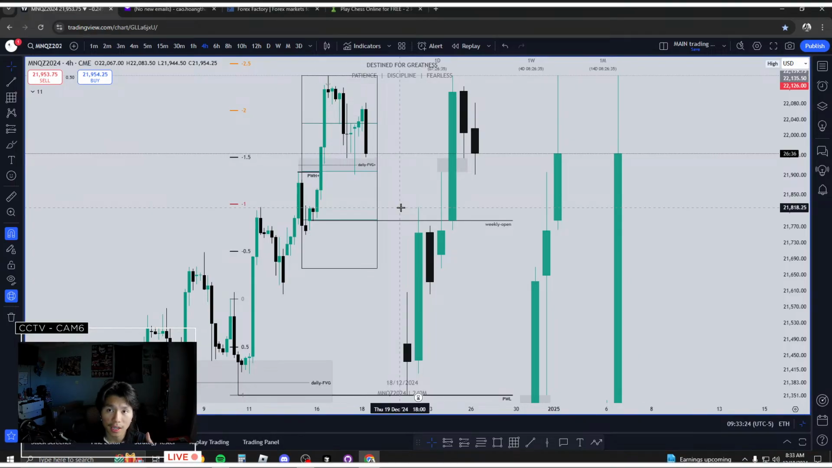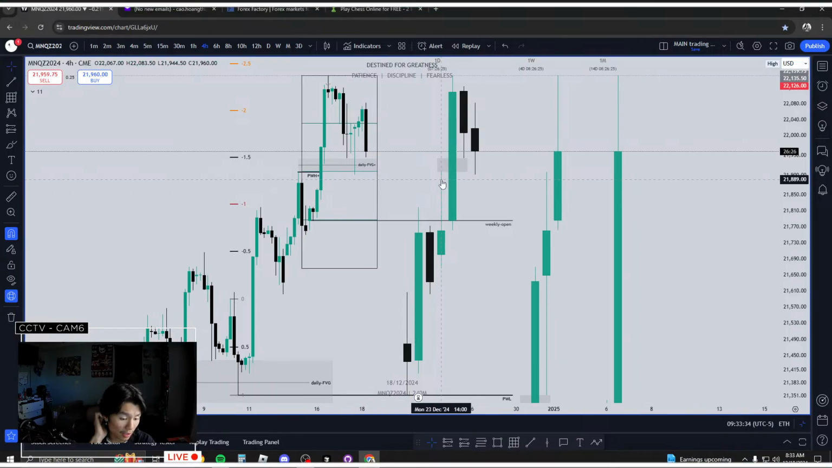FOMC tends to be a fake out move first initially, and then the actual direction of the markets will show its hand after the first move. But because there's FOMC today, I am anticipating a larger range, at least on the daily candle.